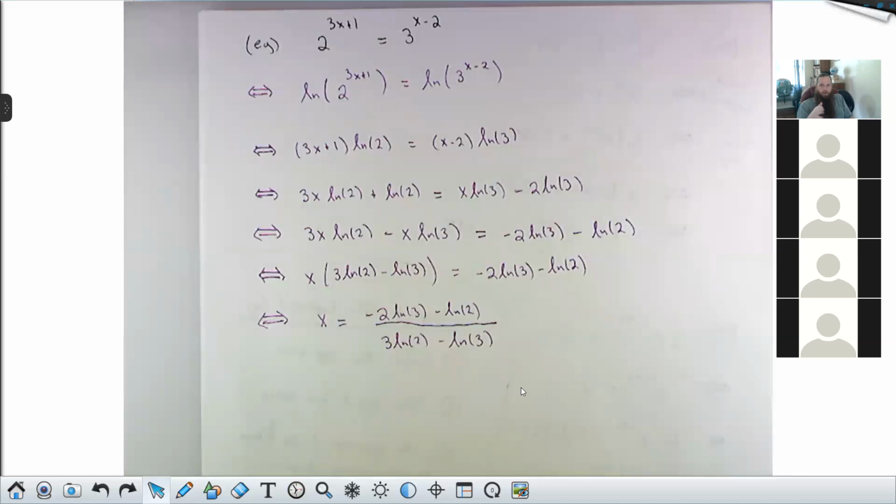I have one more equation type that I want to show you. It's a different feel from this though, so I'll give you a second to digest. Any questions on this one?